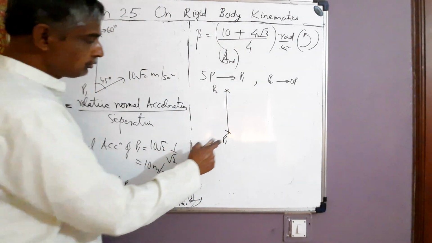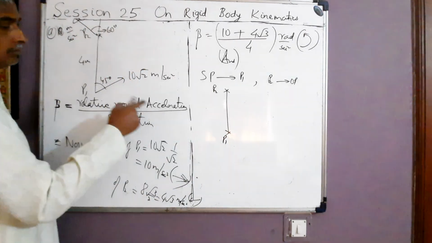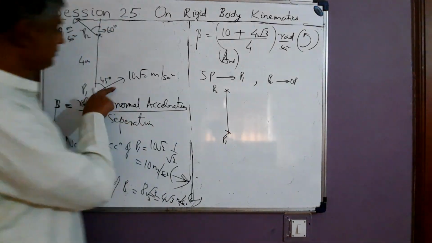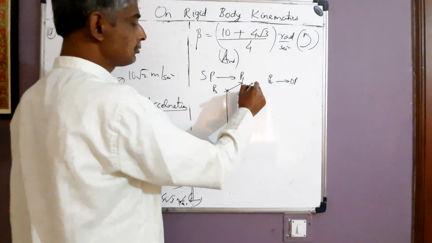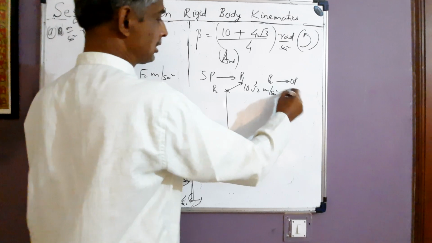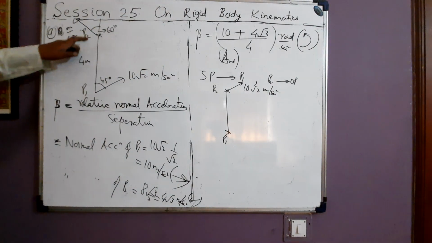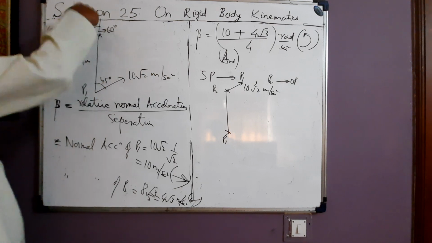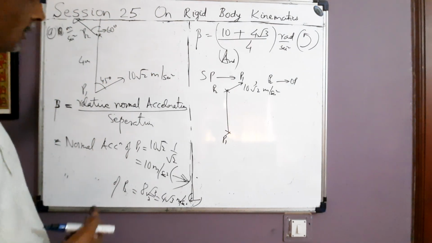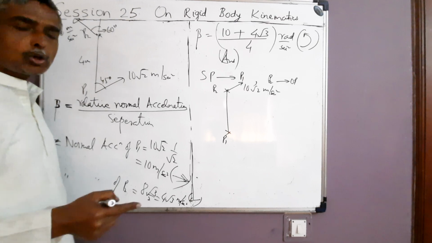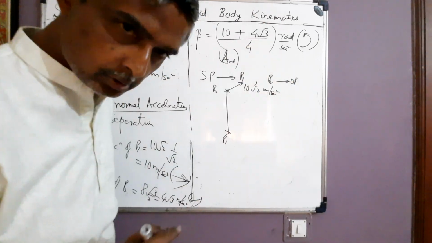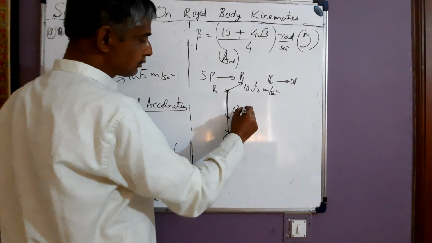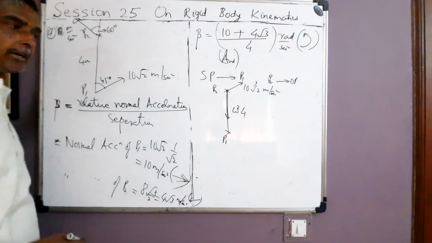First, we give the acceleration of P1 to P2. P1 has 10 root 2, so we give 10 root 2 to P2. And now we give omega square r to P2 towards the selected point P1. Omega square is always towards P1, as I've already told. Irrespective of the sense of omega, omega square r is always given to OP towards the SP. So how much? Omega square into 4.